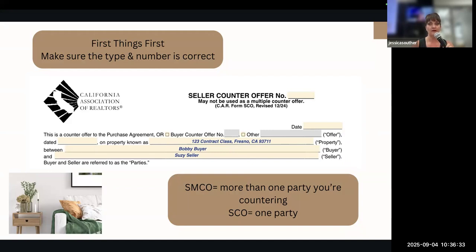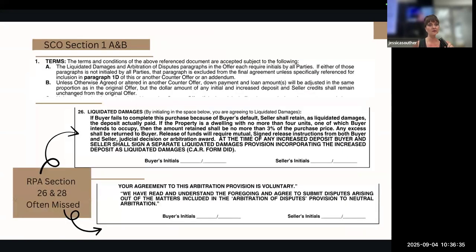All right, next up, seller counteroffer section 1A and B. Okay, the terms. The terms and conditions of the above referenced document are accepted subject to the following. Okay, what does that mean?